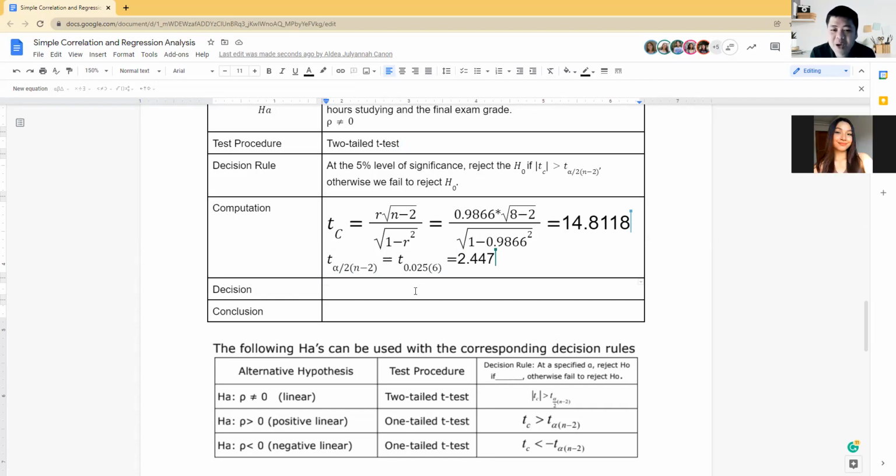Thank you. So what will be our decision? Can somebody please type here our decision? What will be our decision? Would anybody like to type the decision? Anybody.